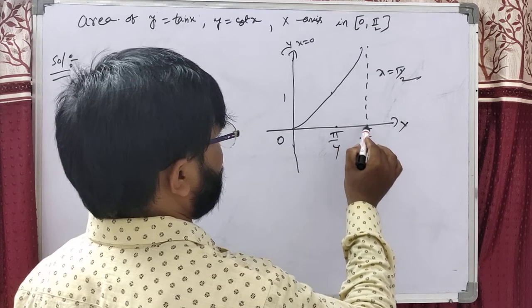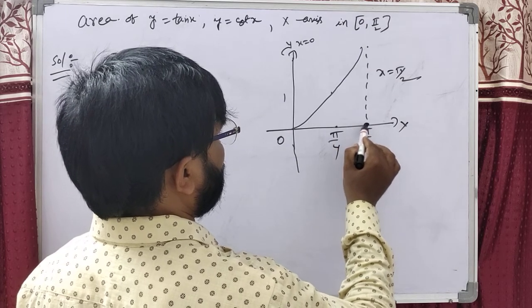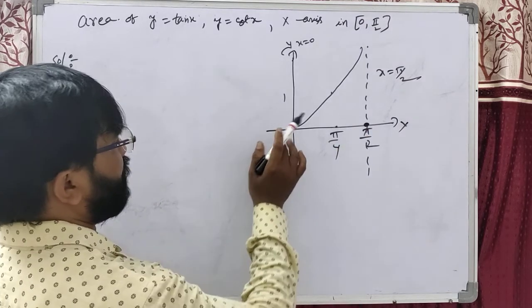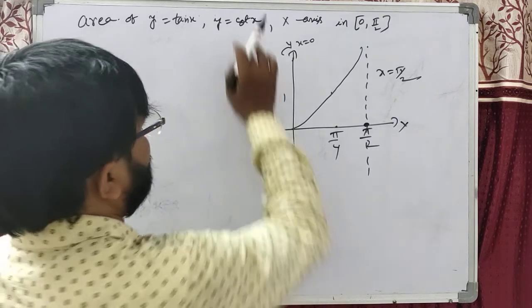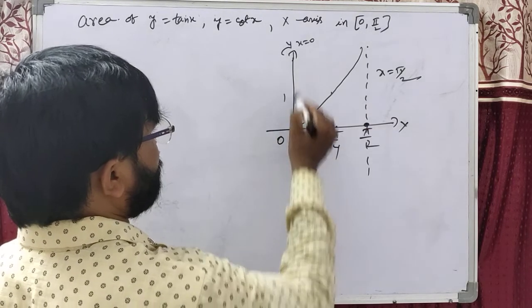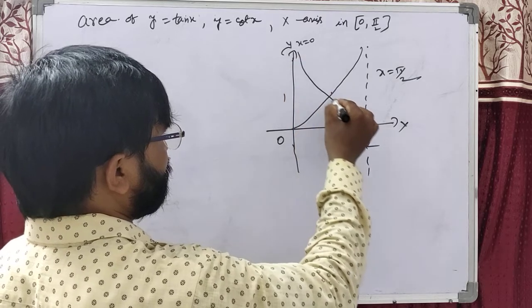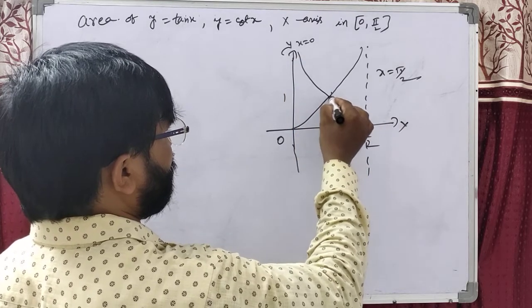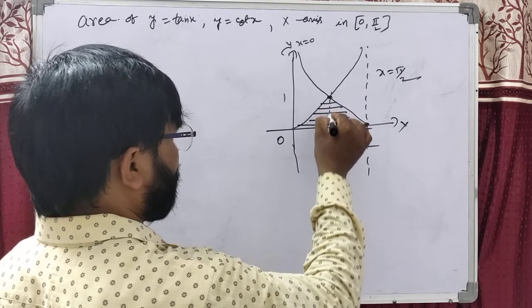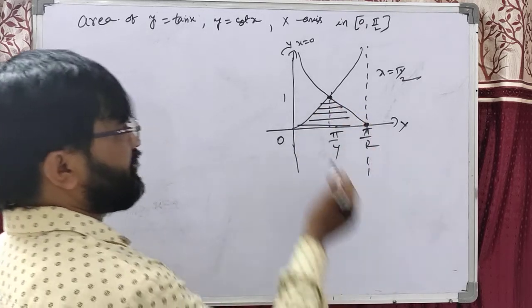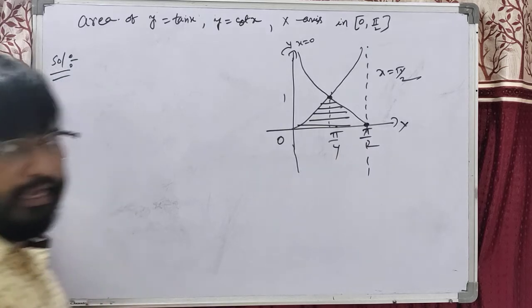We have to know that students, cot 90 is 0. This is the graph of y equals tan x between 0 to 90. The cot 90 is 0, cot 0 is infinity. Therefore, we have to find the area of this region. Therefore, x equals pi by 4 is the symmetric line.